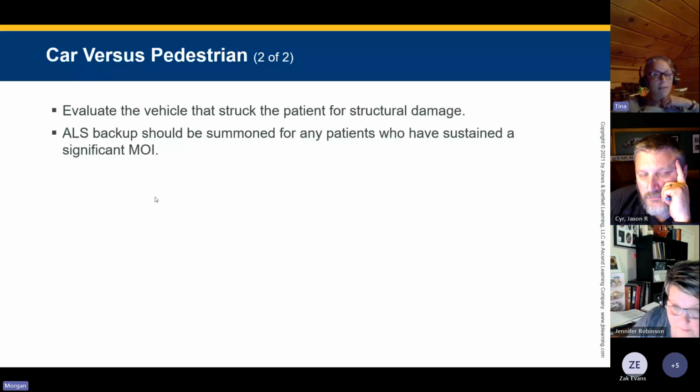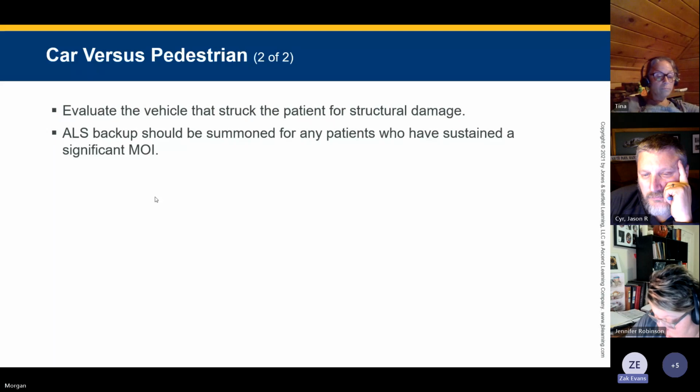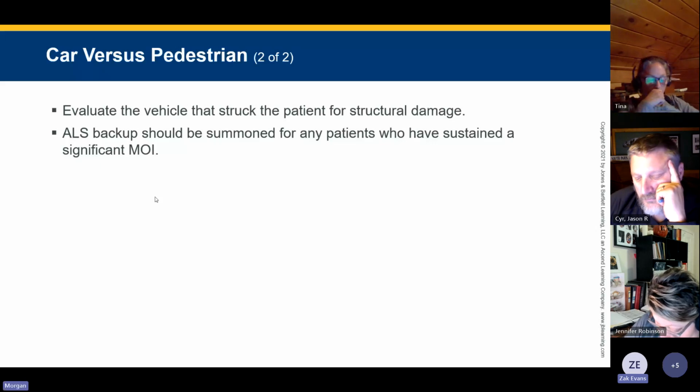So we should say, if this is a scenario that we're given, after scene safety and BSI, as we're approaching the patient, we are evaluating the vehicle for structural damage. I would consider this part of your scene size-up. So yes, you're checking for safety issues, but I would also say that. For example, I would say BSI, scene safe. I assess my scene. How many patients? You've got one. I noticed this was a vehicle. What kind of damage is in the vehicle as I'm walking up to my patient? And that's how I would verbalize it.